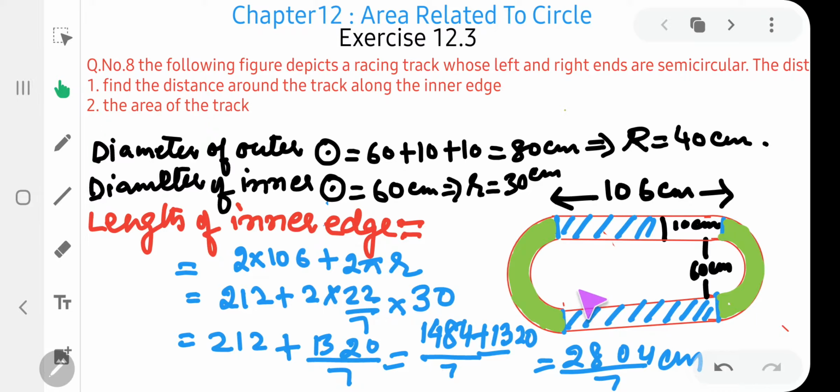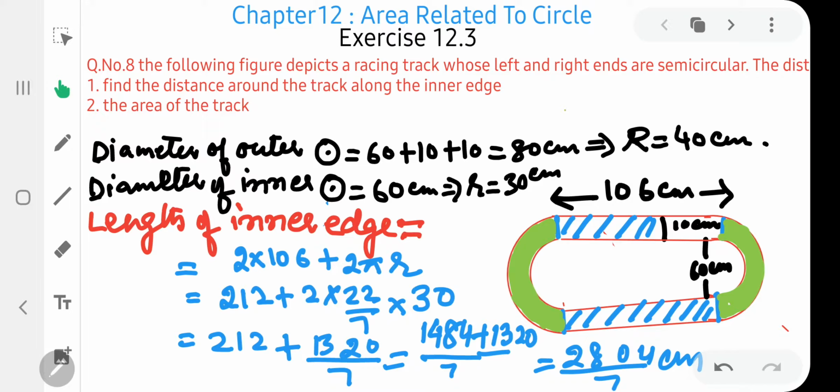That means this is made up of two times the length of the semicircle, which is equal to a complete circle, or 2 pi r, and 106 this side, 106 this side. So it is 2 into 106, which is 212, plus 2 pi r. Fill in the values and you will get 212 plus 1320 upon 7. Take LCM to add them up, and therefore it is 2804 centimeter, the total length of the track.